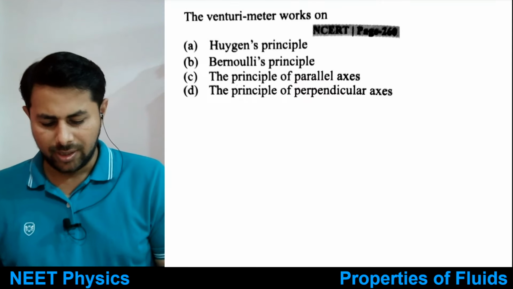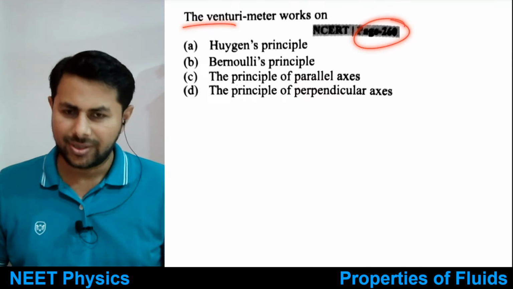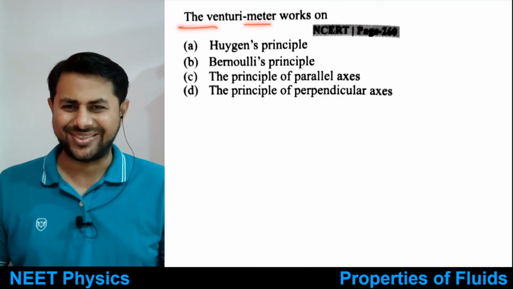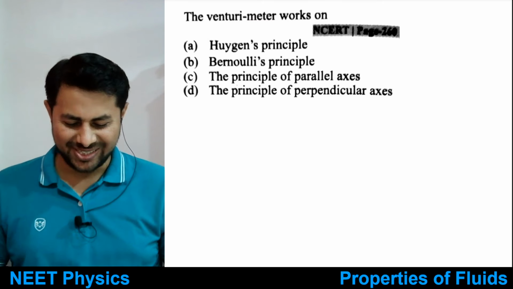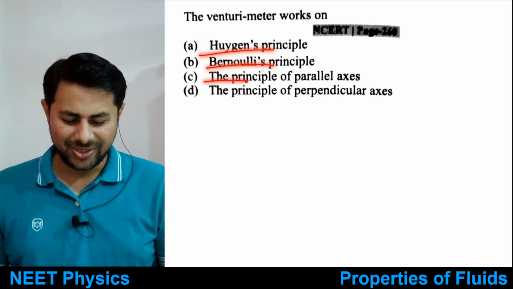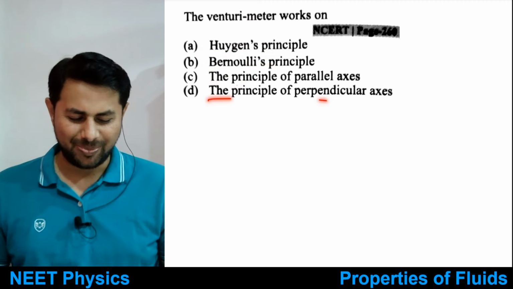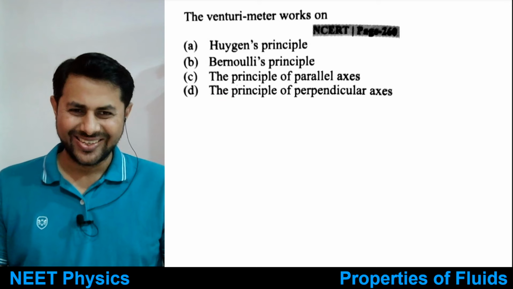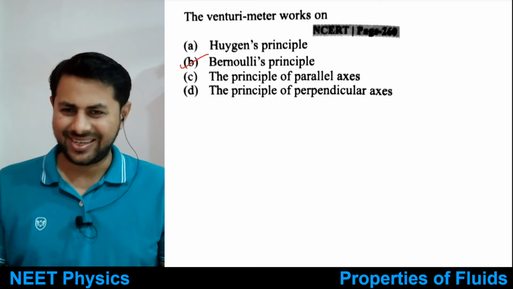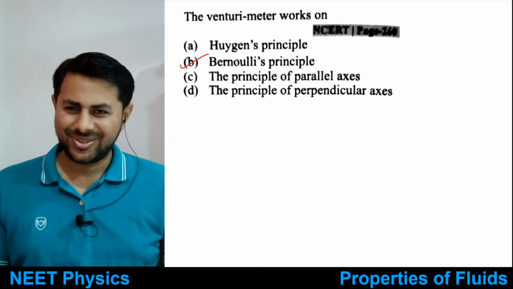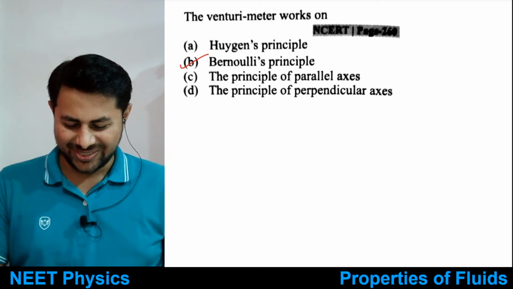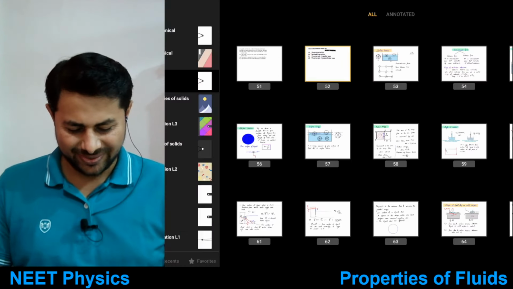Let's see this one. This is from NEET 2023. The Venturi meter works on... So this is the kind of problem they asked in NEET 2023 based on Venturi meter. Huygens principle, Bernoulli's principle, the principle of parallel axis, the principle of perpendicular axis. Okay, so it is based on Bernoulli's principle, right? So these are 3 marks, right? Anyways, let's see next one.